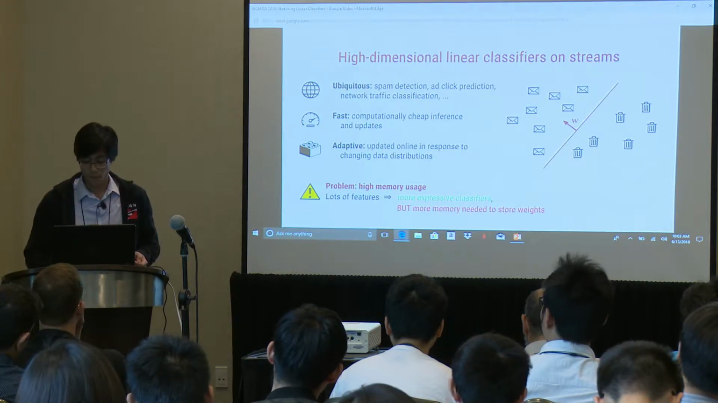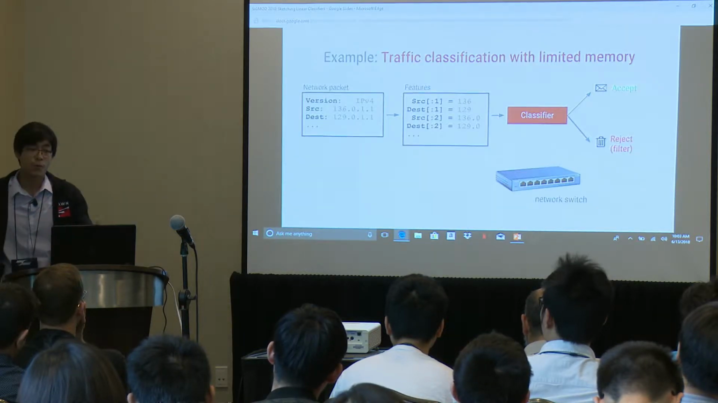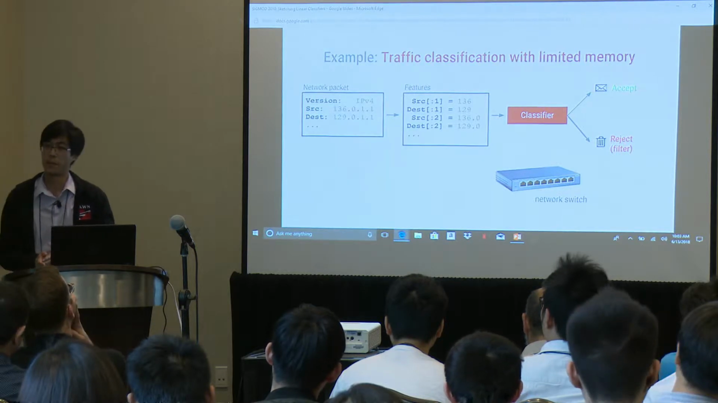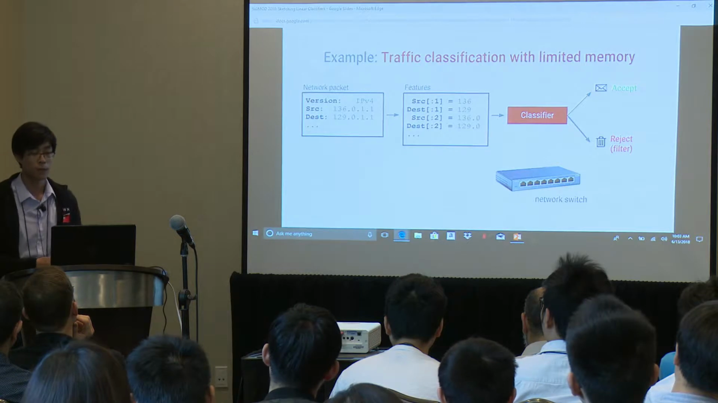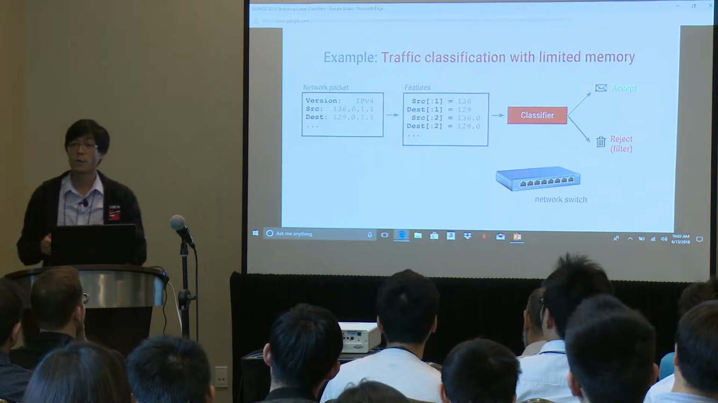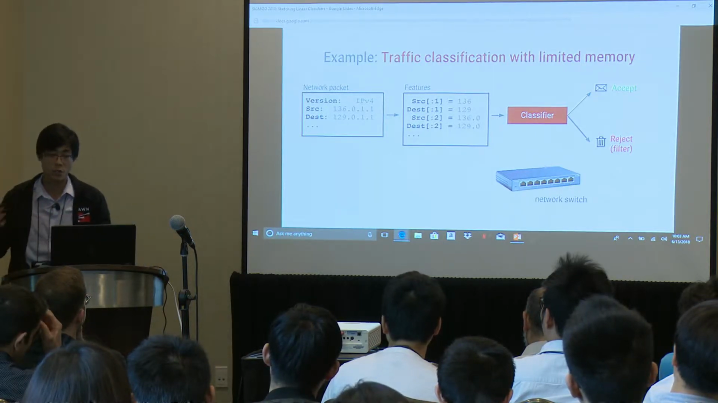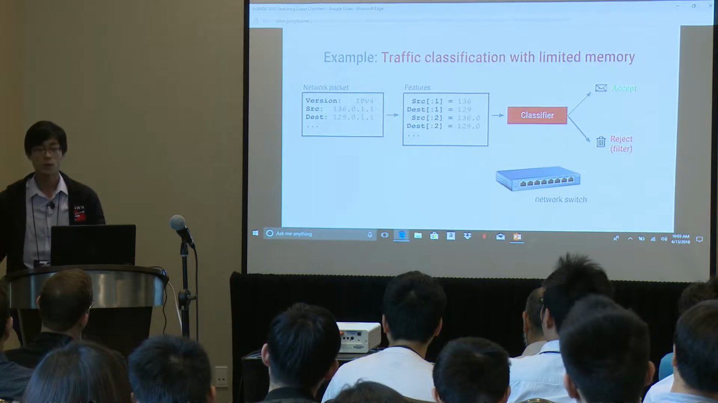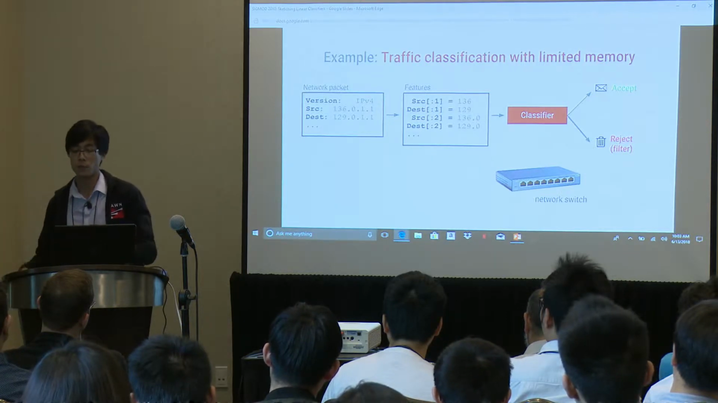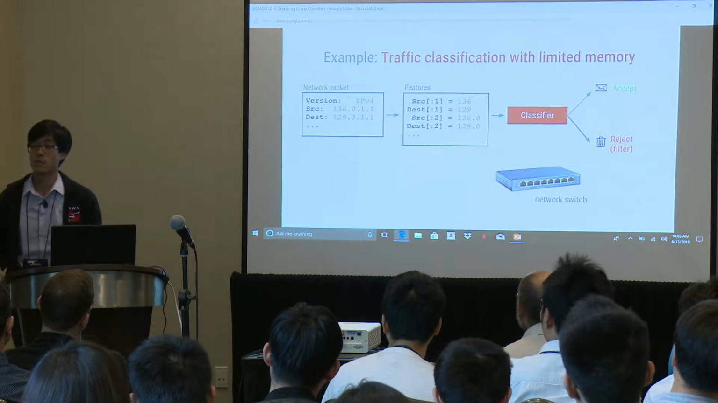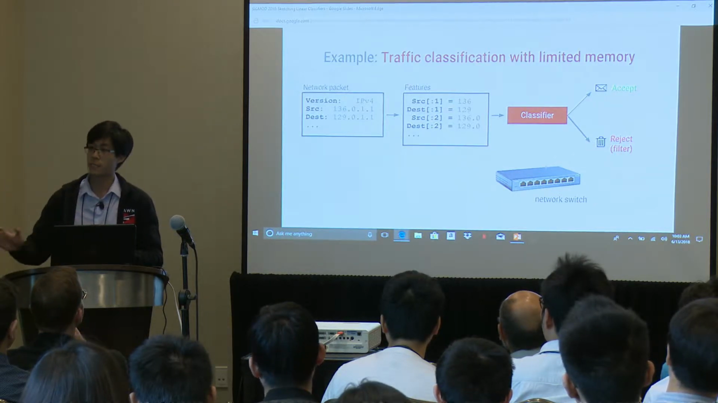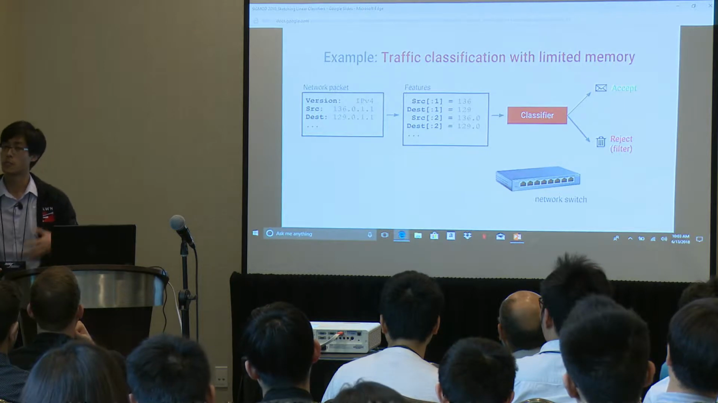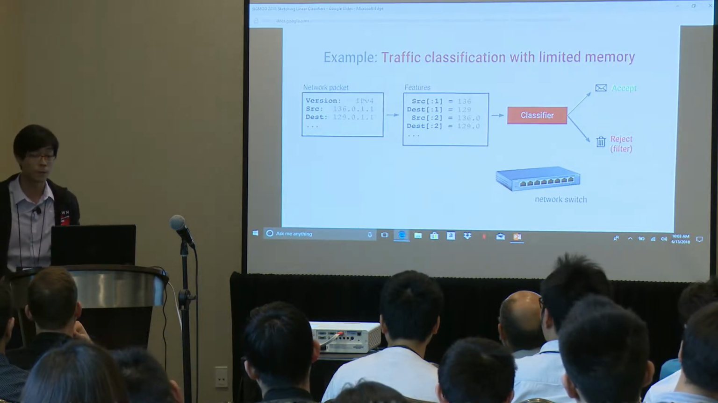As a concrete example, let's consider the problem of doing traffic classification with limited memory. This is a problem that's been studied for a long time in the networking community. Here we observe a stream of network packets, and from each packet, we extract a feature vector. For example, these features could correspond to prefixes of source and destination IP addresses. We pass these features through the classifier, and the classifier decides whether to accept the packet or to filter it.